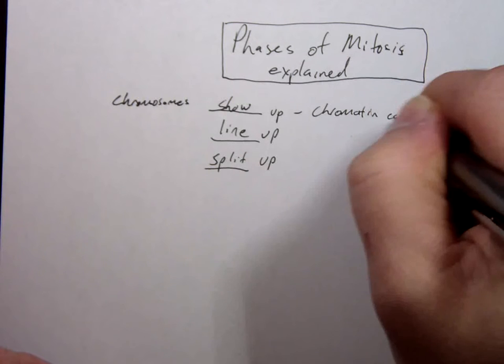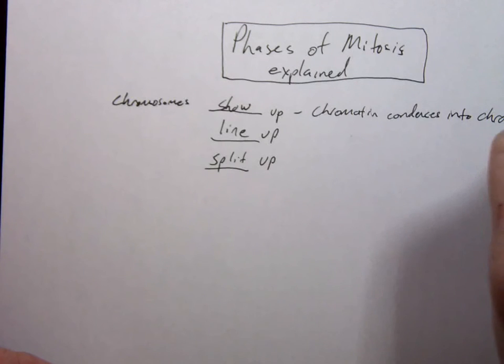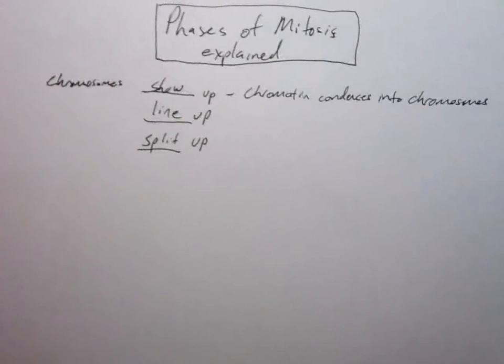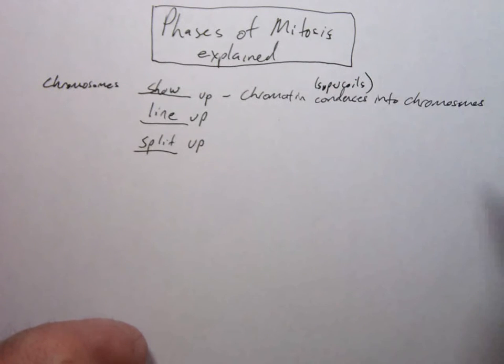Okay? Show up means that chromatin condenses into chromosomes. Chromatin condensing. It condenses into chromosomes. I could use one other word instead of condenses. Shrinks down. That's true. It shrinks down. There was a word I used in class for that. Coils up? Yes, but there was something in front of the coils. Super coils. And that's why you see chromosomes. So that's why they show up. They're there the whole time. You just can't see them under a microscope because they're not wound up.